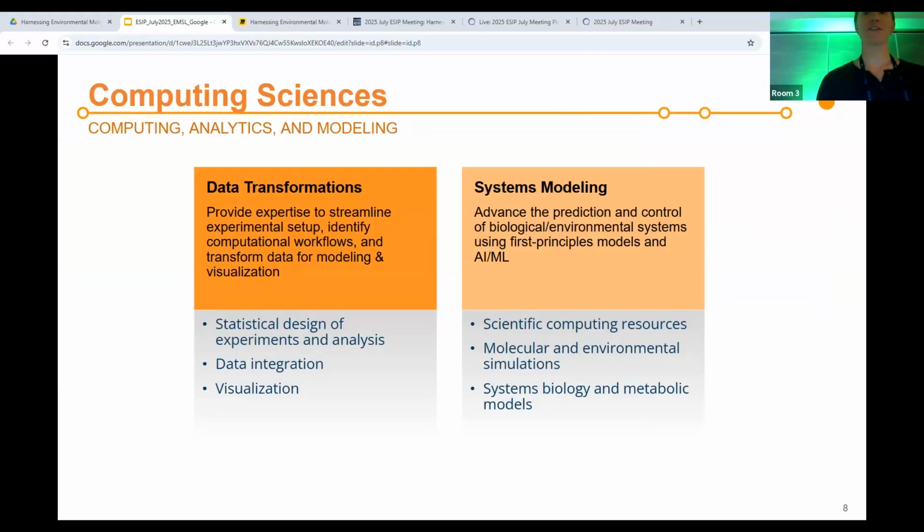So the first science area that we'll cover is the computing sciences. We can think of that being broken into two sub-areas. EMSL has expertise in both data transformations, and we have Kelly here to talk more about that, and also systems modeling. And that includes integrating disparate data types and also using molecular simulations to better understand an environment or an organism. And this slide is just a high-level overview of EMSL's computing expertise, and we'll show some specific examples of computing user projects in later slides so you can better contextualize what that work might look like.